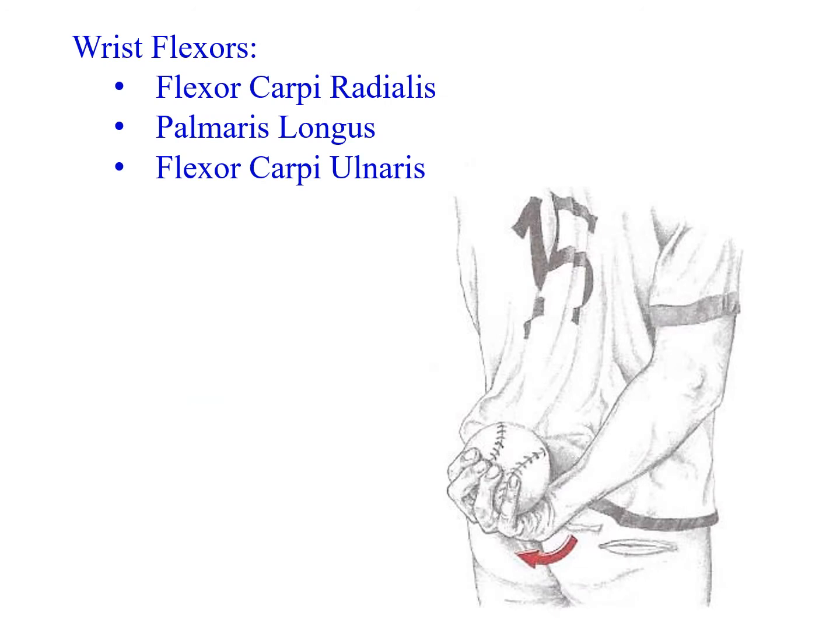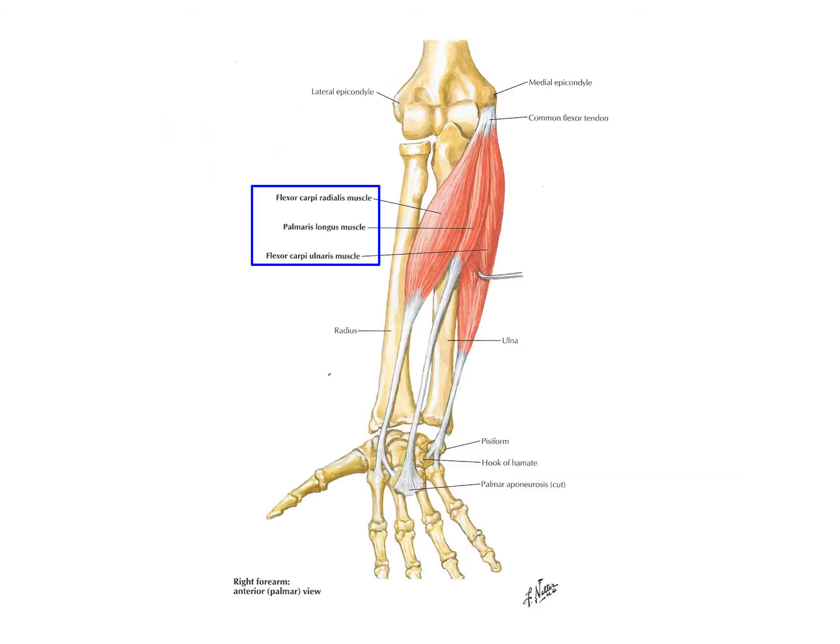There are three major muscles within the forearm with a major responsibility to flex the wrist when they all work together. These are the flexor carpi radialis, found on the radial or thumb side of the forearm, the palmaris longus, which is found in the middle of the forearm, and the flexor carpi ulnaris, found on the ulnar or little finger side of the forearm. The term carpi means wrist. All three of these muscles are found on the anterior forearm and are shown in this graphic.